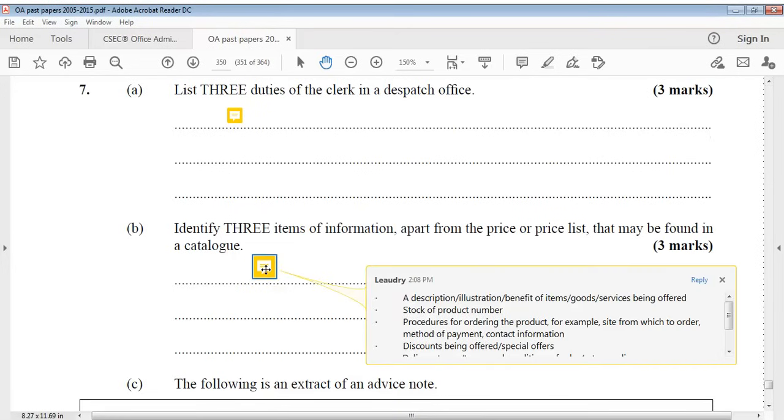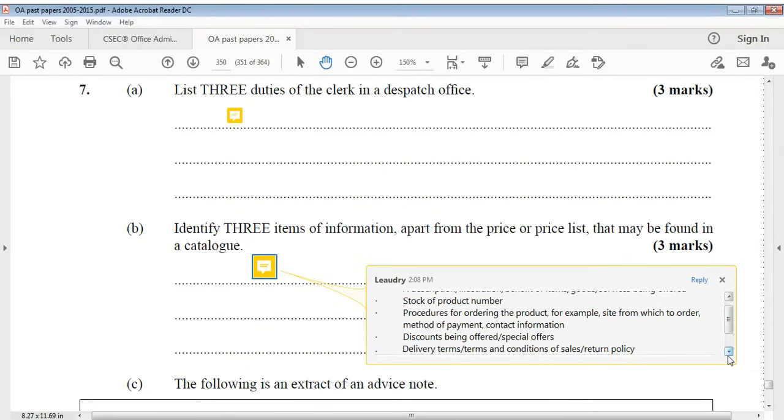1, a description or illustration or benefit of items, goods or services being offered. 2, stock or product number. 3, procedures for ordering the product, for example, site from which to order or method of payment or contact information. 4, discounts being offered or special offers. 5, delivery terms or terms and conditions of sales and return policy.